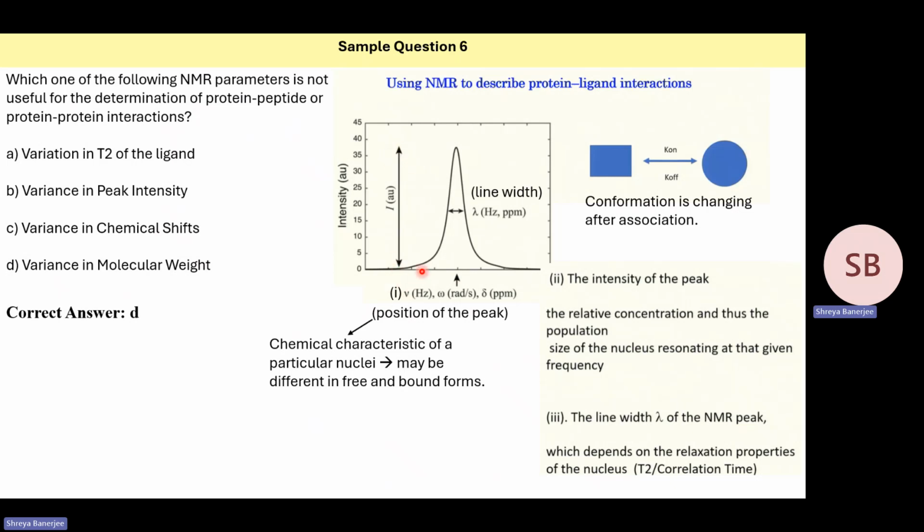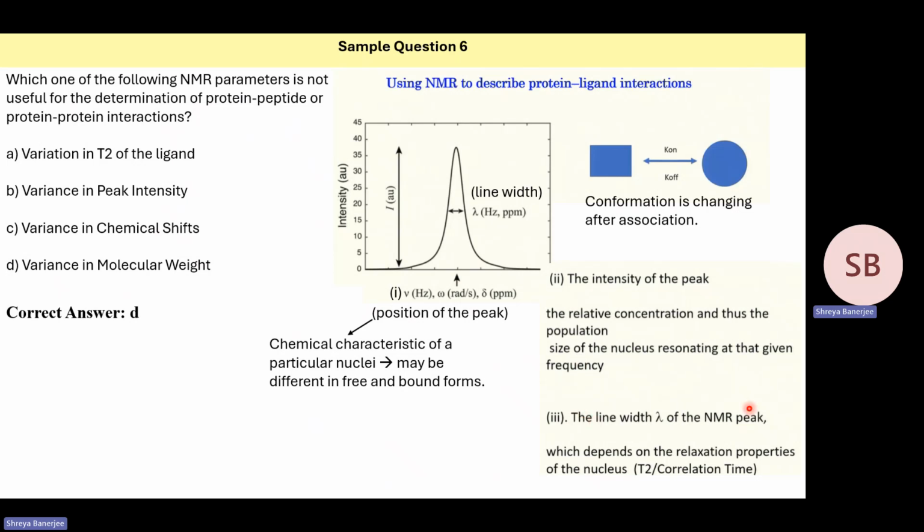So the peak intensity is representative of the relative concentration and so the population of the nuclei in that particular state. So suppose you have 2 peaks, one from the free ligand and one from the ligand protein complex, they will have different intensities. So variance in peak intensity is a factor that is useful for determining binding.